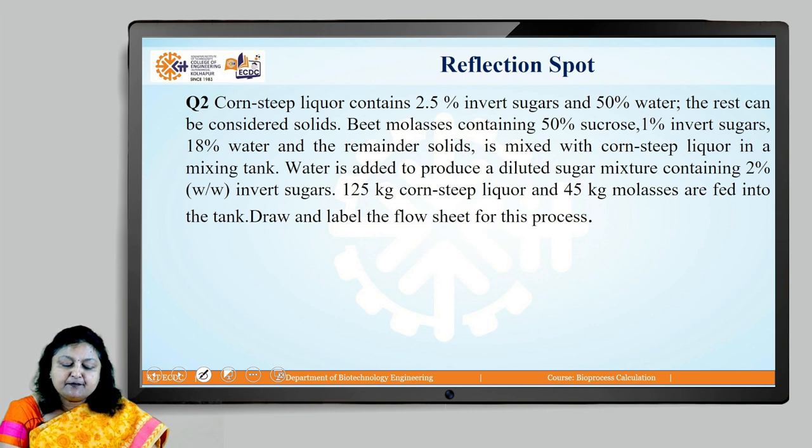I will read the statement of the problem here. Constip liquor contains 2.5% invert sugars, 50% water, the rest can be considered solid. Beet molasses containing 50% sucrose, 1% invert sugars, 18% water and the remainder solids is mixed with Constip liquor in a mixing tank. Water is added to produce a diluted sugar mixture containing 2% weight by weight invert sugars. 125 kg Constip liquor and 45 kg molasses are fed into the tank. Now draw and label the flow sheet for this process.